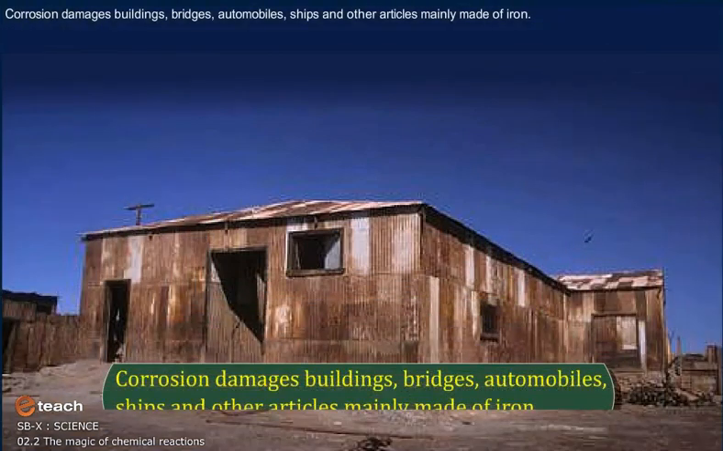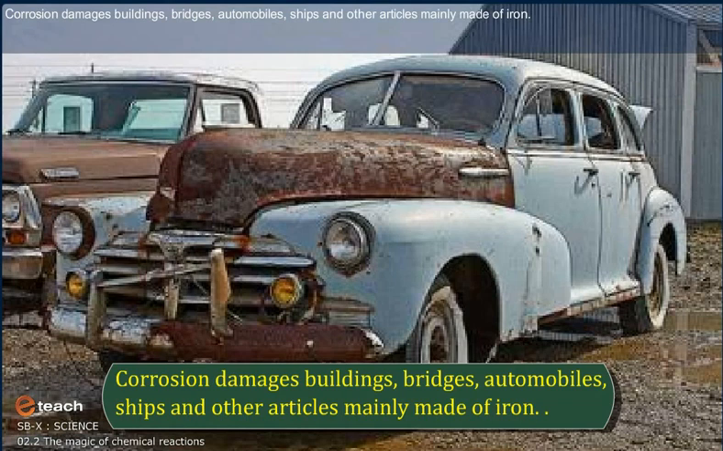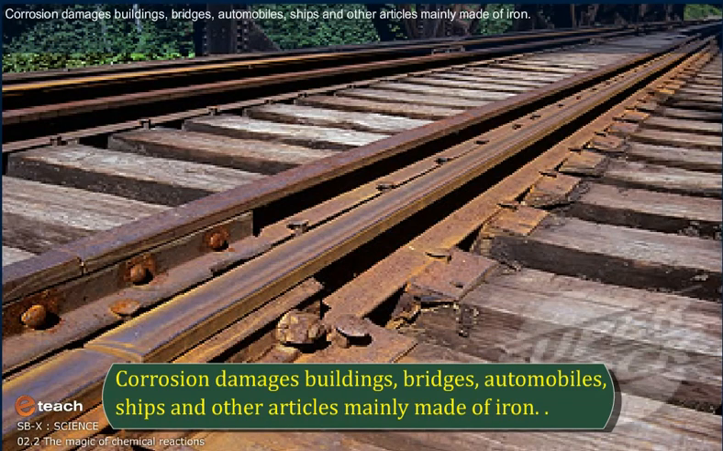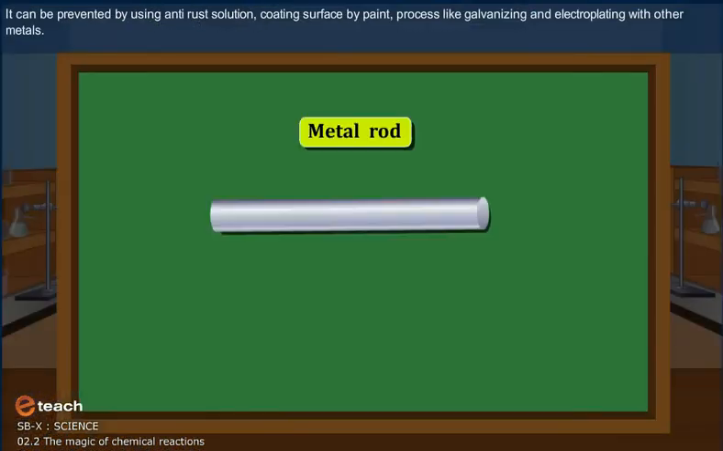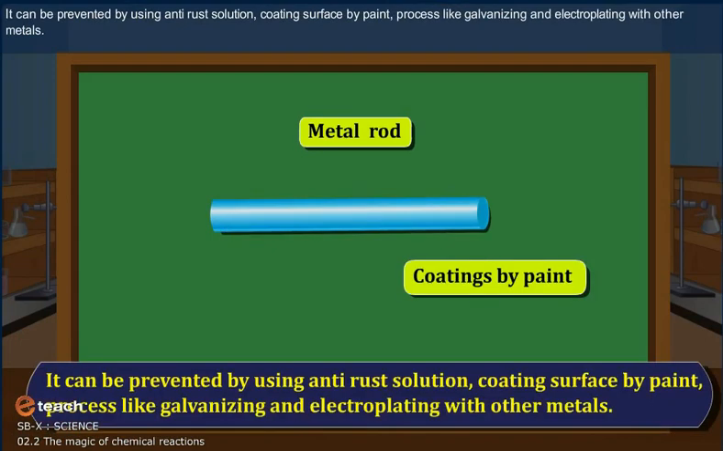Corrosion damages buildings, bridges, automobiles, ships, and other articles mainly made of iron. It can be prevented by using anti-rust solution, coating the surface with paint, processes like galvanizing, and electroplating with other metals.